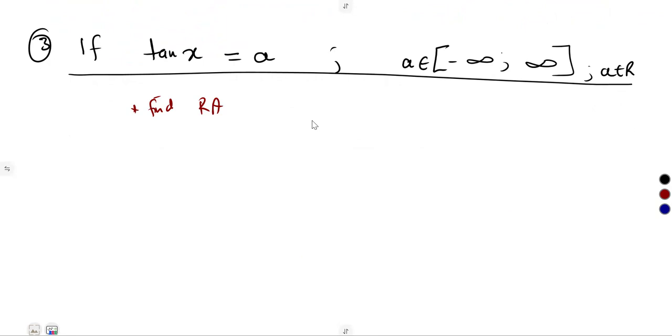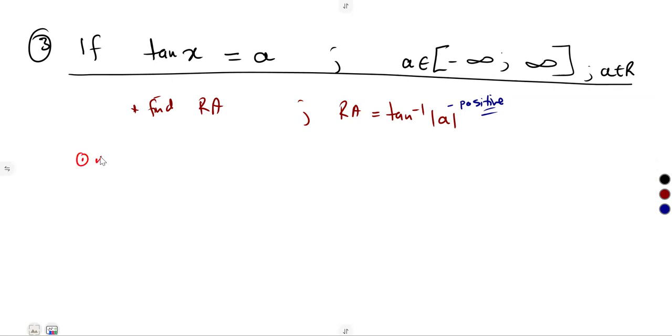We must find our reference angle, which in our case is going to be arctan of the magnitude of A. We consider the magnitude of A. You ignore the sign that you're given there, then just use it as a positive. With the reference angle, you can now consider the general solutions depending on the A that you're given, to say, is it negative or is it positive?